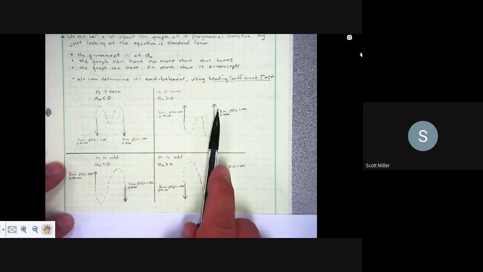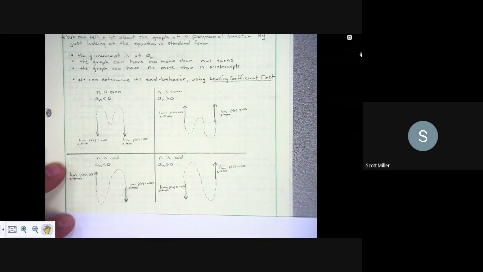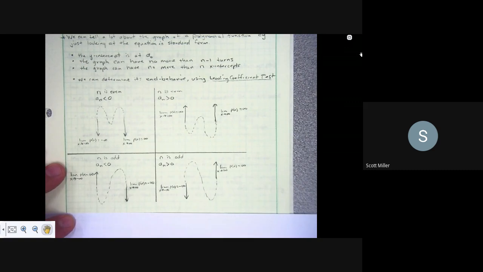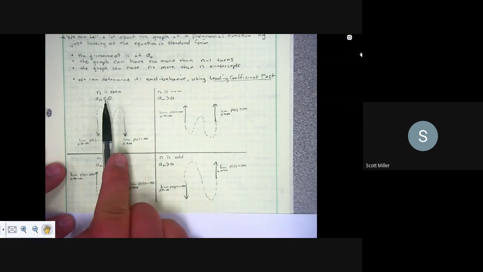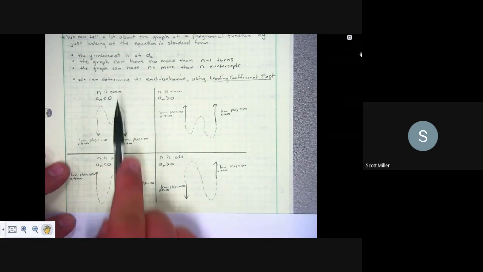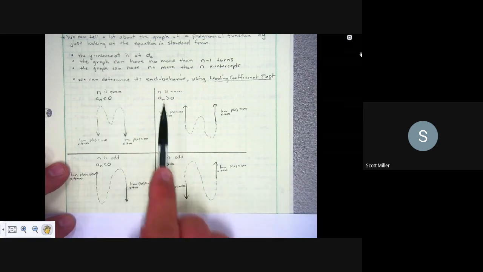What happens if the degree is even? So if the highest exponent is an even number, like 2, 4, 6, 8, then I know, based off of just that alone, that the two ends of the graph, the left end and the right end, will do exactly the same thing. They'll either both go down or they'll both go up. So I know that for a fact. So how do I know which way they're going to go? That's where the leading coefficient comes in. The leading coefficient, if it is negative, means it's going to go down. And if it's positive, that means they're going to go up.